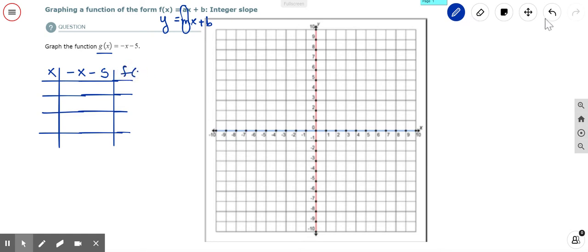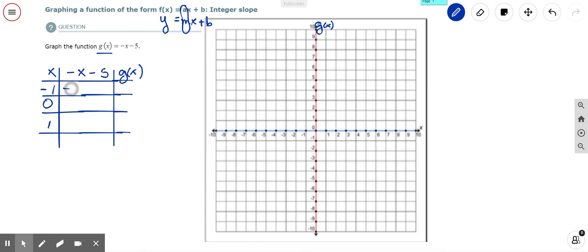Let's try g of x. It didn't say f of x, it said g of x. So in this case, this is going to be g of x, and that's x. All right, so let's pick some values. Usually I pick -1, 0, and 1. That's my own personal choice. I actually like doing that.